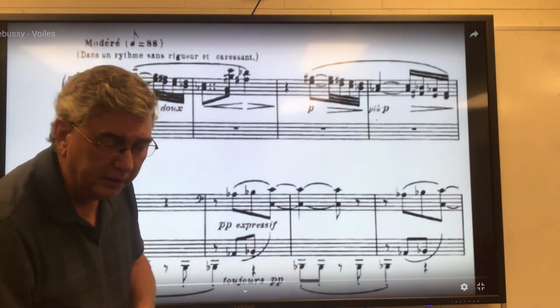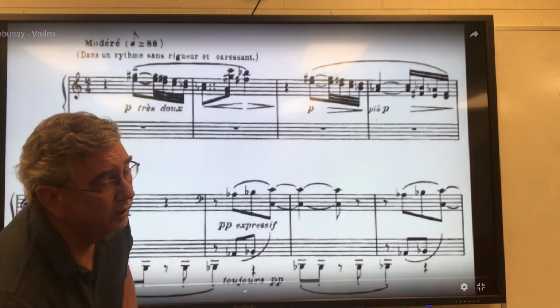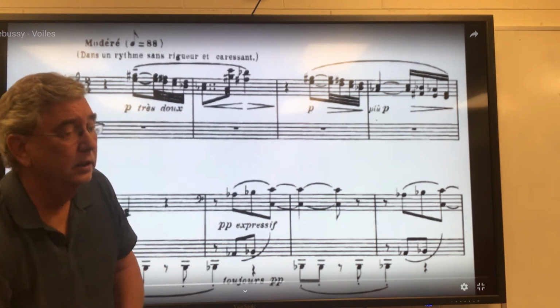Oh, you're going to need your book too, by the way. This is Debussy Waltz. Again, I'm not going to play the entire piece, but enough for you to get the idea.